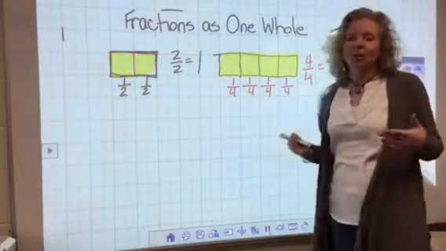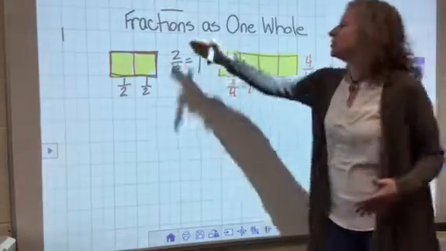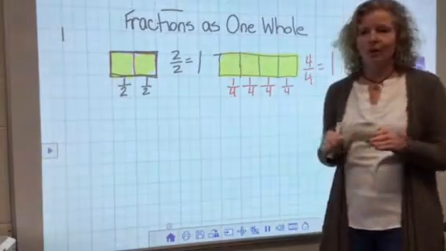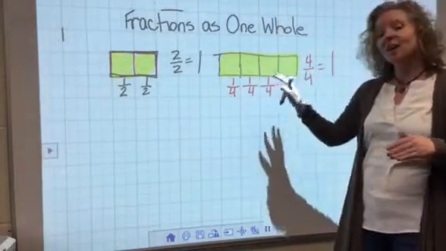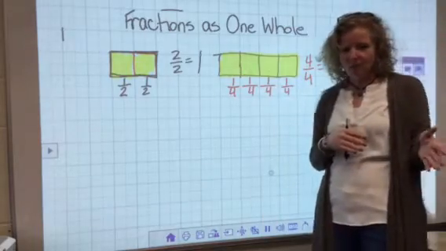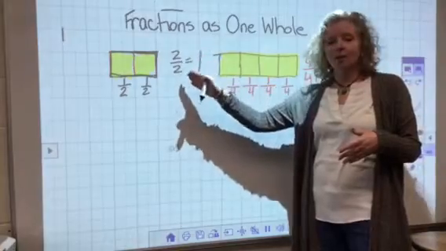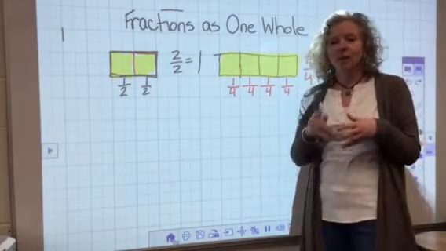So the first part that I want you to, you kind of already know this. When the numerator and the denominator are the same, that means the whole thing, okay? So that is the first thing I want you to understand about fractions being a whole. If the numerator and denominator are the same, that's 1 whole.